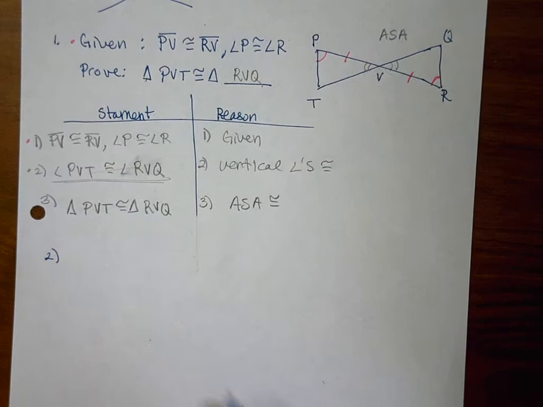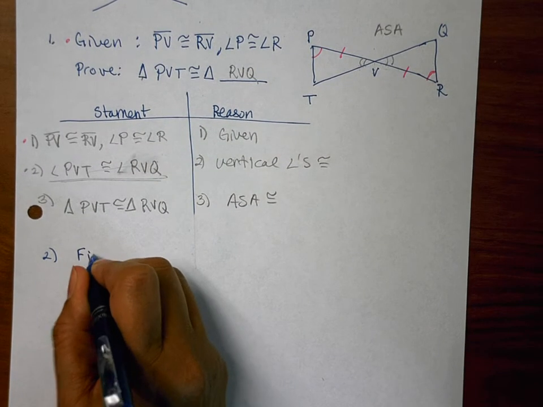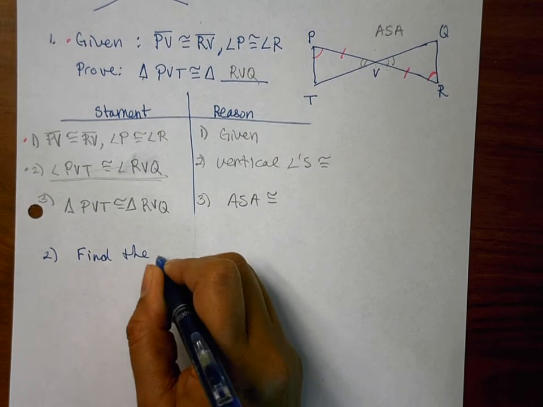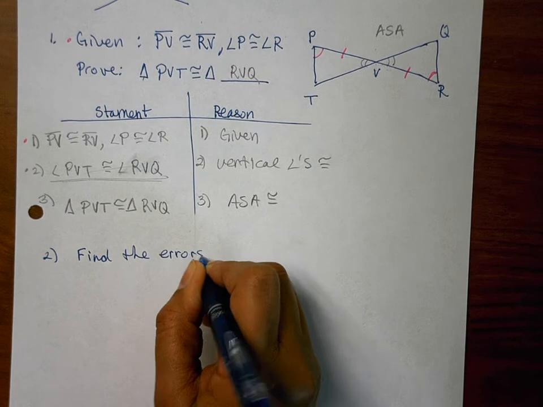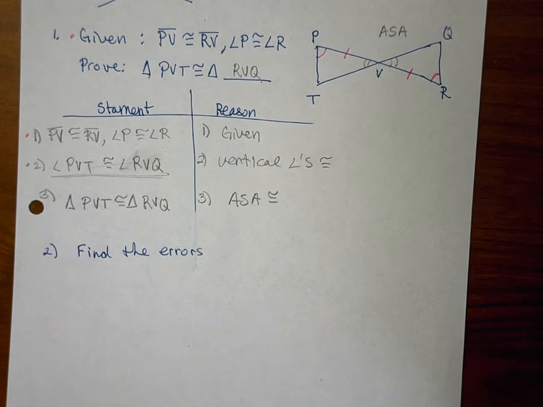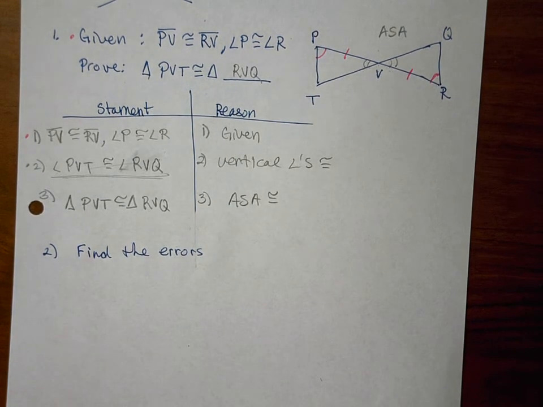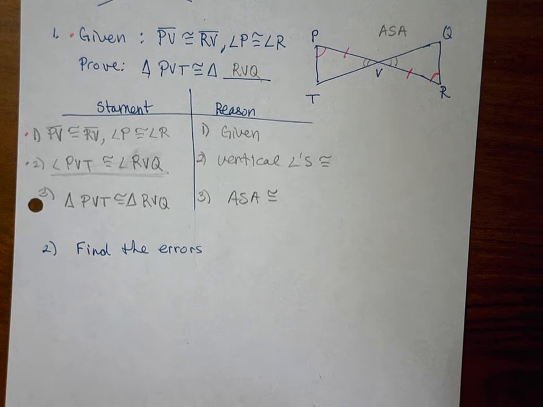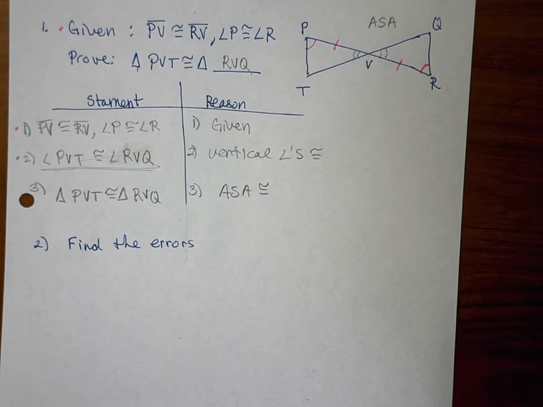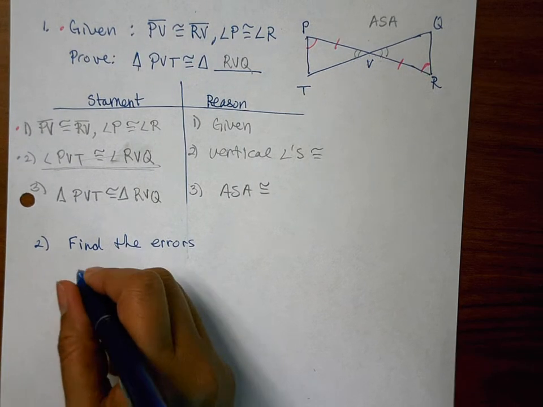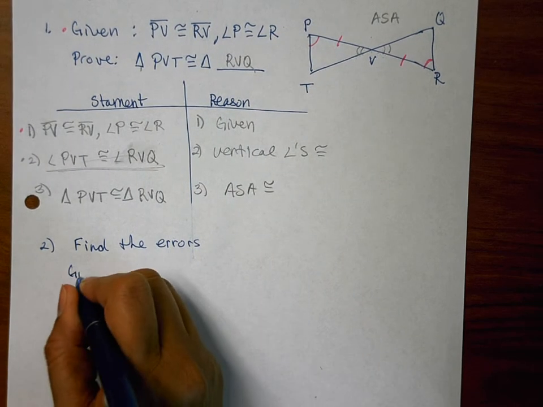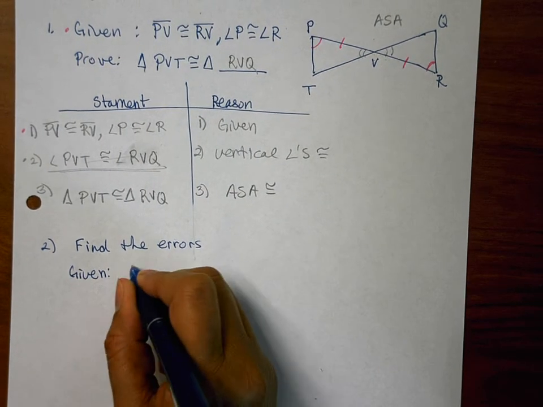Number 2, we're going to find the errors. Sometimes there's one error, sometimes there's more than one error. We just have to work through the problem and figure it out. Okay, on this one, everything's going to be filled in. Let me show you what I'm talking about. You'll have the given information as always.